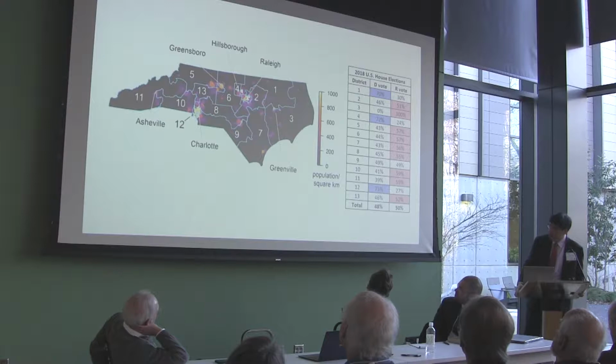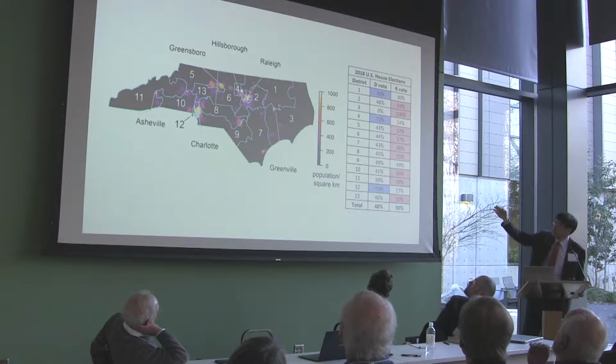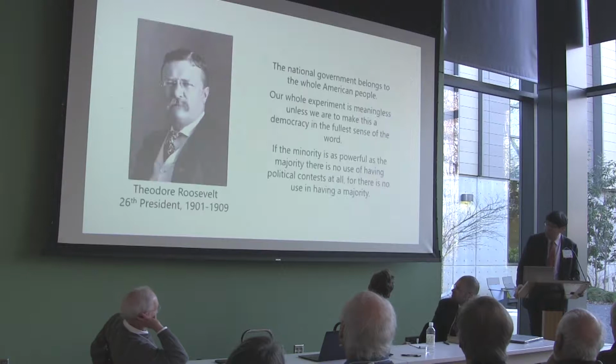And so you can see that the averages are different. That would be an example of an inequality of opportunity. You can see that the number of seats is out of whack with the average vote share, where the vote was almost equally split, and yet one side got 9 and the other side got 3 seats. That's an example of inequality of outcome. And so these are simple measures that we're going to apply.